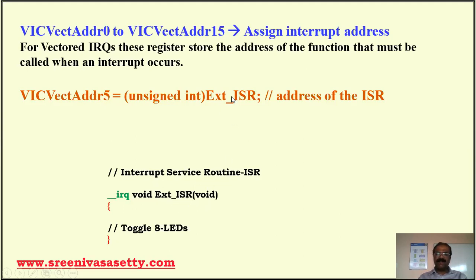Therefore, get the address, then type cast it to unsigned int, and it's going to write this 32-bit address into this 32-bit register. That's the vector address register, vector address register number 5. It's a part of your vector interrupt control block. That's the meaning of this. We're getting the address of the ISR. That's a very, very important thing.